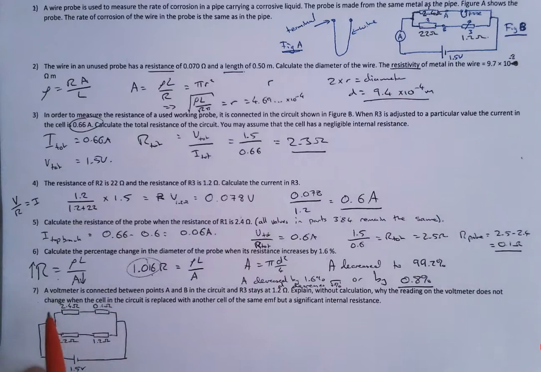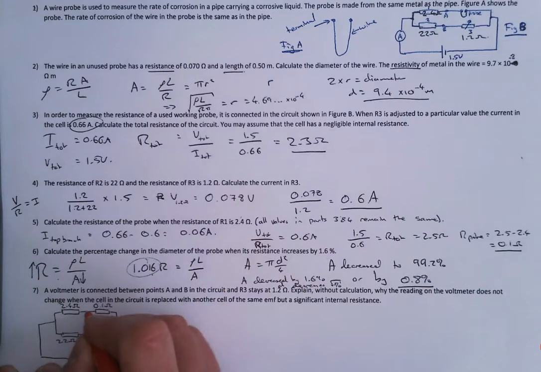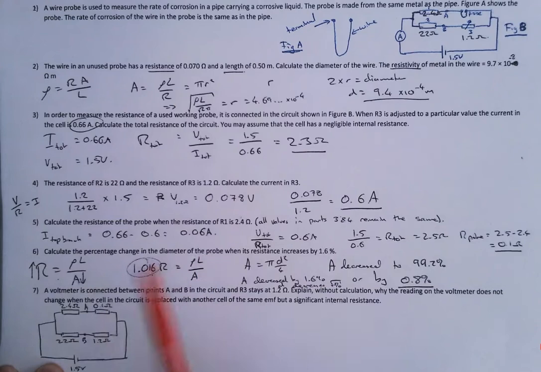Okay, question 7. So this is quite a tricky question. Voltmeters connected between points A and B, so between this point and this point, and R3 stays at 1.2 ohms. Explain without calculation why the reading on the voltmeter does not change when the cell in the circuit is replaced by another cell of the same EMF but a significant internal resistance.